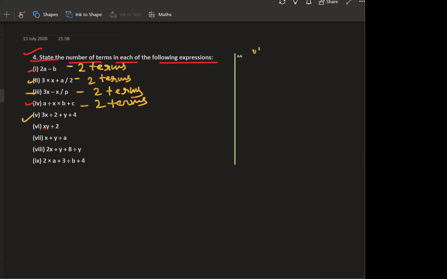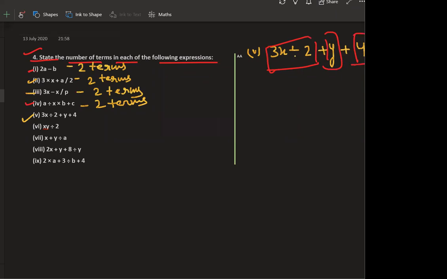Fifth, 3x divided by 2 plus y plus 4. How many terms are there in this fifth part of the fourth question? Beta, 3 terms. What are you doing? 1, 2, and 3. It has 3 terms.